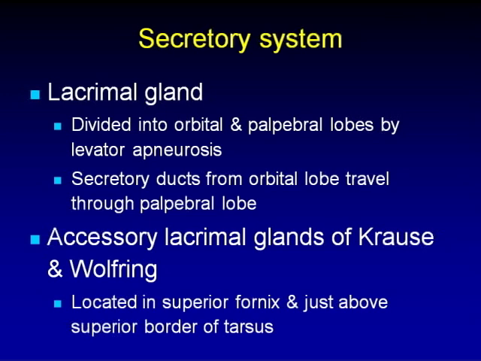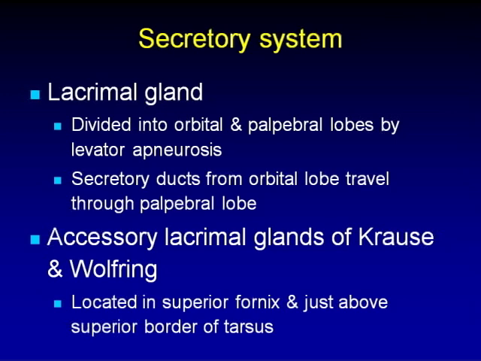But the secretory ducts within the gland from the orbital lobe travel through and connect with the ducts of the palpebral lobe. That is why when you do a biopsy, like a lacrimal gland biopsy for lymphoma, we don't biopsy the palpebral lobe, we biopsy the orbital lobe, because if you take the palpebral lobe, you sacrifice all of those secretory ducts. Okay. The other component of the secretory system is the accessory lacrimal glands of Krause and Wolfring.